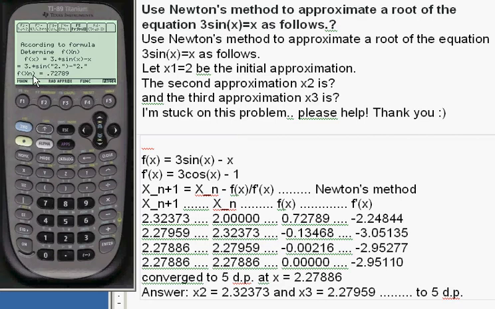Here's the f of xn, which is the numerator, 0.72789. Here's the denominator of the formula, the derivative, f prime of x sub n, and that turns out to be minus 2.2484. And then you divide it out, and the answer for x2 is 2.3237. See, here it is right here, okay?